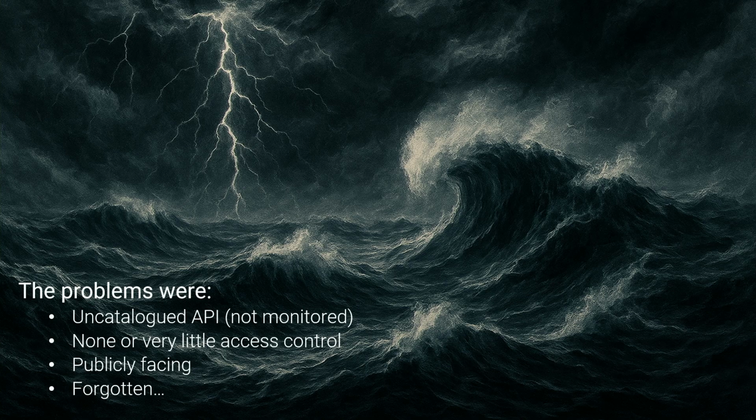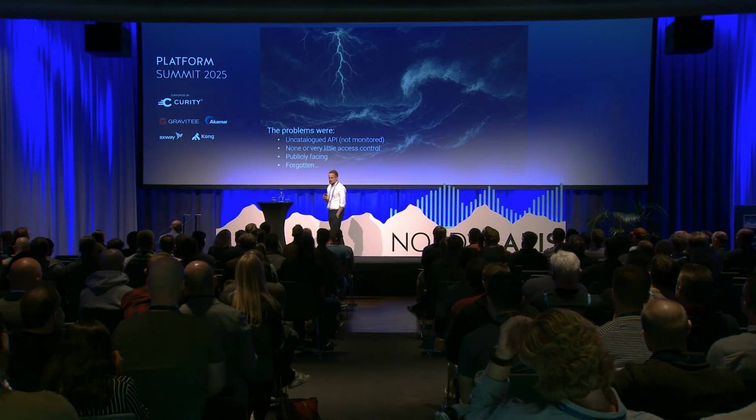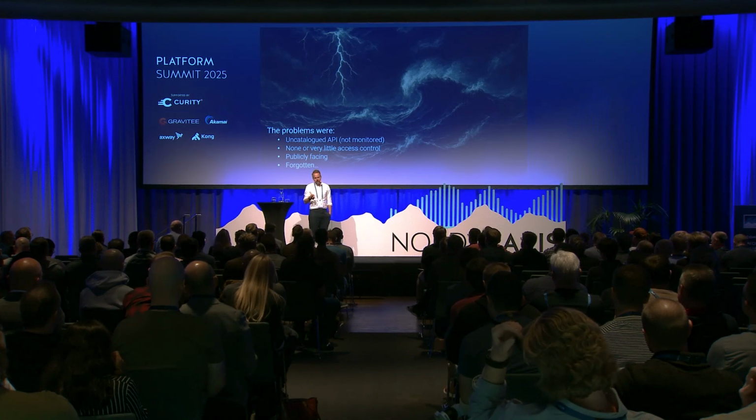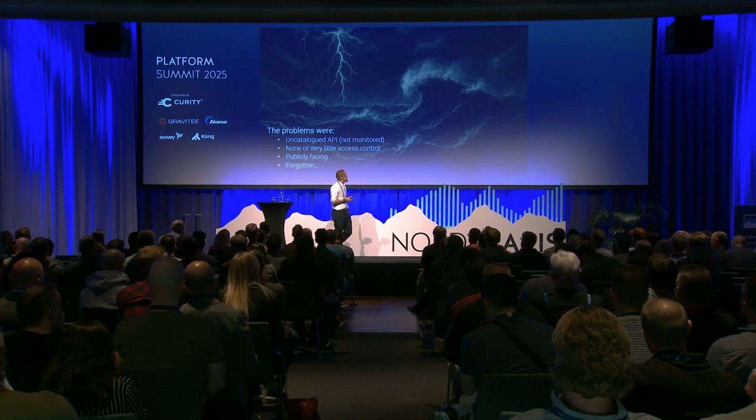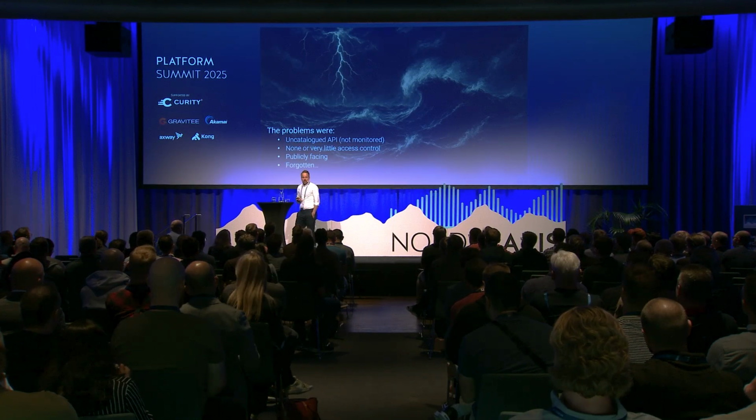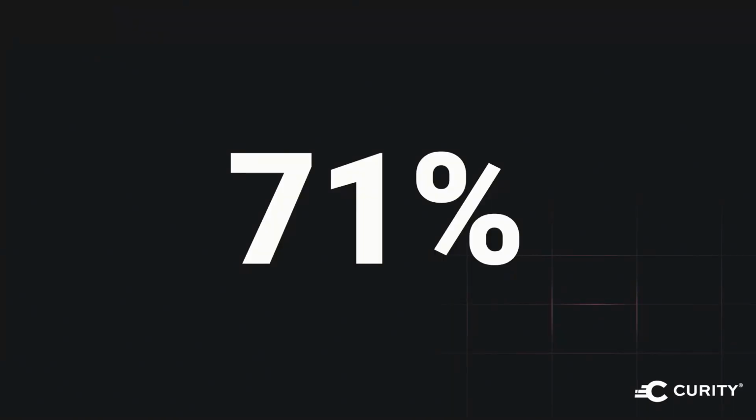And obviously, there's a bunch of stuff here. We all know this shouldn't happen because we had an uncatalogued API that wasn't monitored. We had none, or almost none at least, access control being implemented on this API. It was publicly facing when it probably shouldn't have been. And worst of all, it was forgotten. So, yeah, a disaster waiting to happen. But here's a number that we should think about. Today, or actually 2024, the estimated number of web traffic that is API traffic is 71%. That's quite a lot. Just keep that in mind.